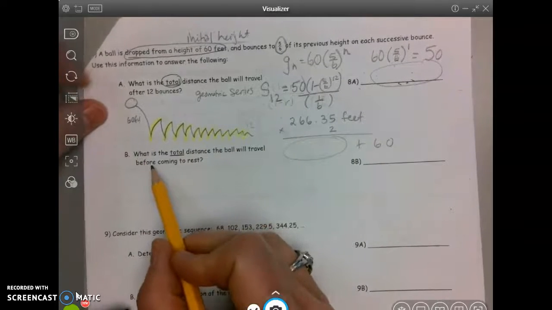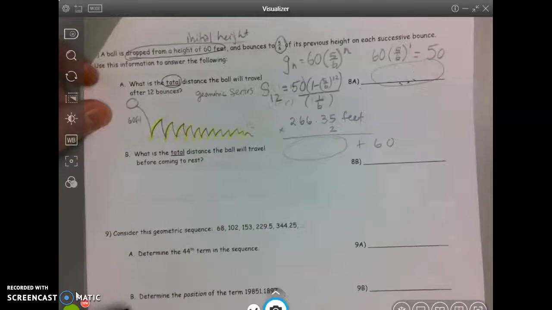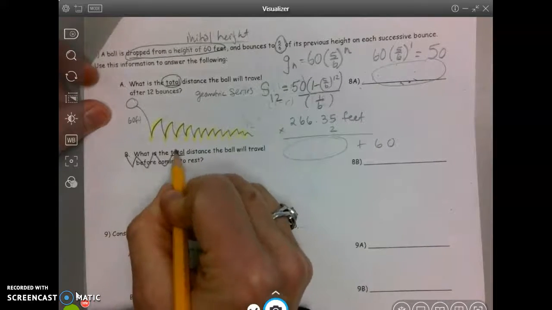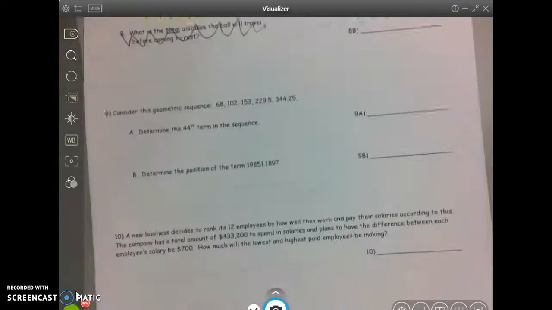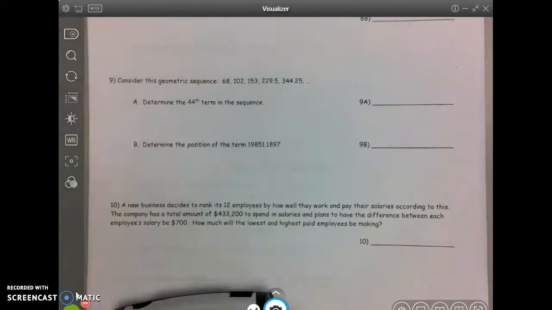Part B is if we had done infinite series, and we did not, so you do not need to answer question B. Let's go on to number 9.